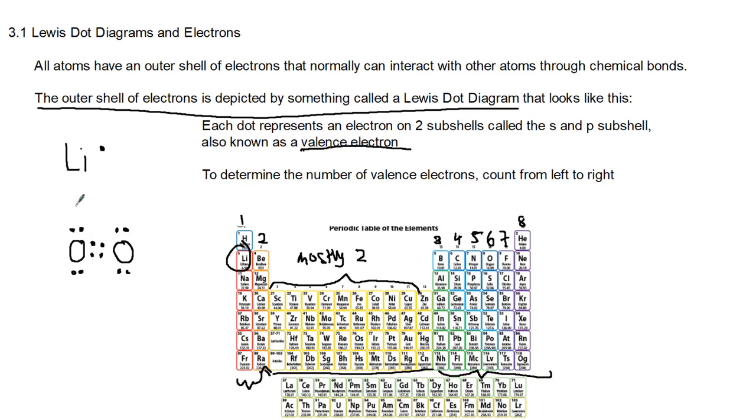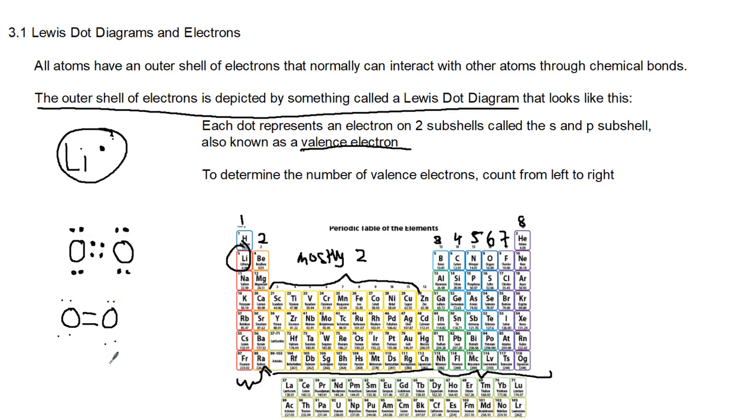So lithium has one valence electron, and O2, this oxygen molecule, shares electrons through two bonds, and this is called a covalent bond. If you've learned chemistry before, it's called a covalent bond, and this is how you depict it. We'll be learning all of that in probably the next lesson.